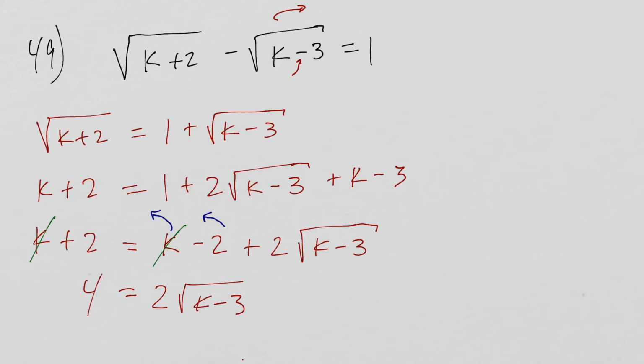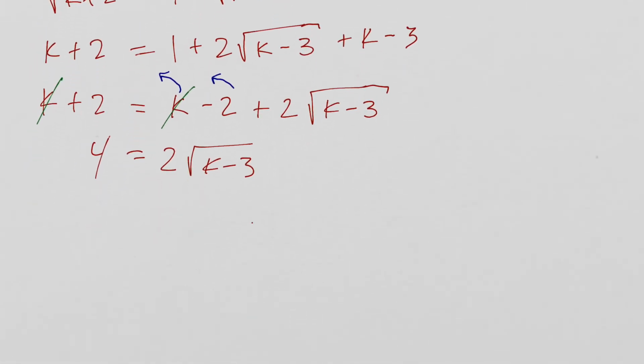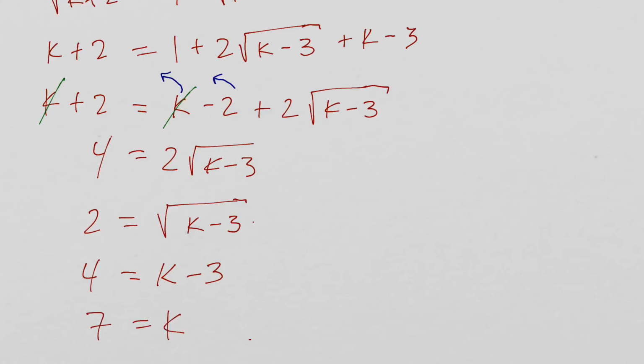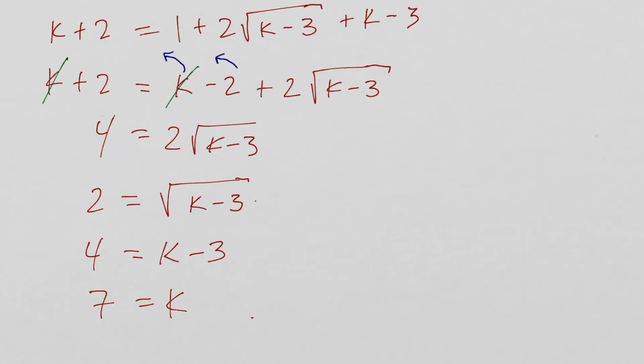And then I'm going to divide each side by 2 to keep my number smaller, because I can. So this is 2 and k minus 3. And finally, I'm going to square both sides. So I'll have 4 equals k minus 3. And when I add 3 to each side, I'm going to get 7 is equal to k. So my final answer is k is equal to 7. Sorry, I know that was super confusing because I had written that line wrong.